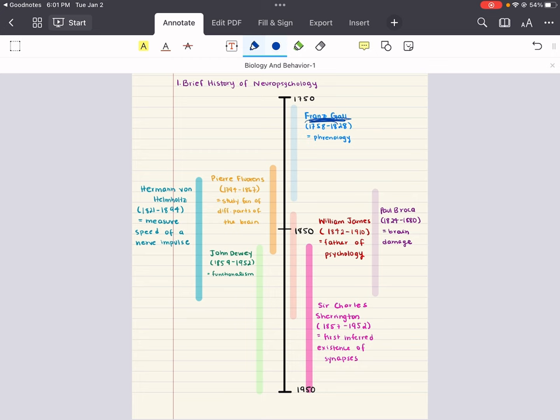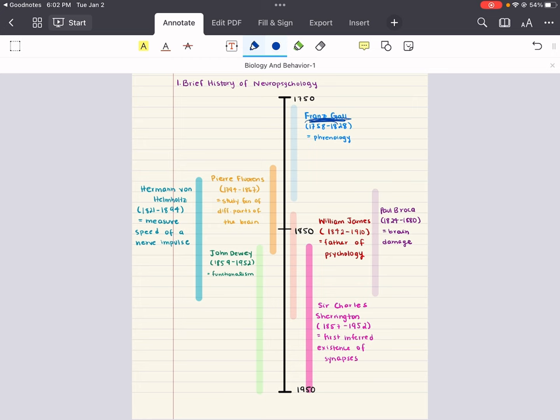This expansion, according to Gall, would push the area of the skull that covered that part of the brain outward and therefore cause a bulge on the head. And then Gall believed that one could then measure psychological attributes by feeling or measuring the skull. Of course, his work was debunked, but Gall's ideas did spur some research into brain functions.